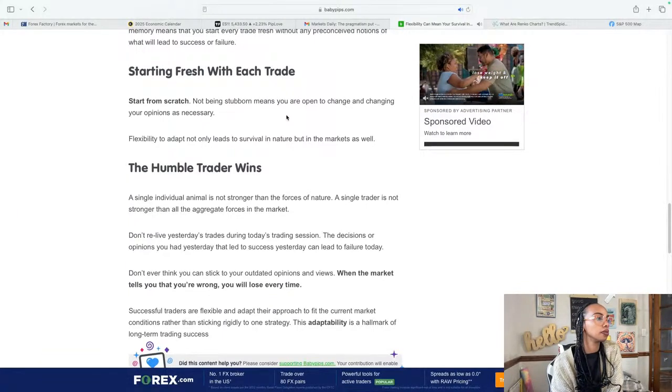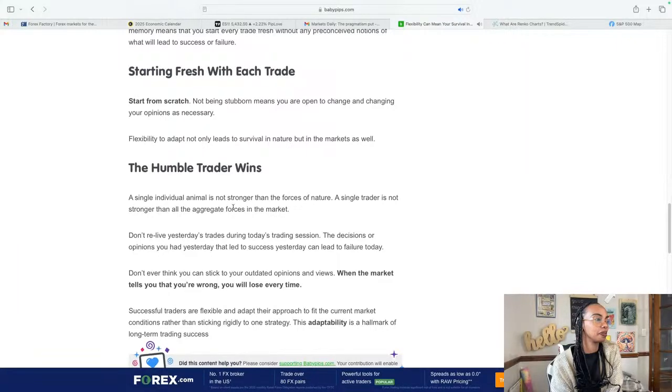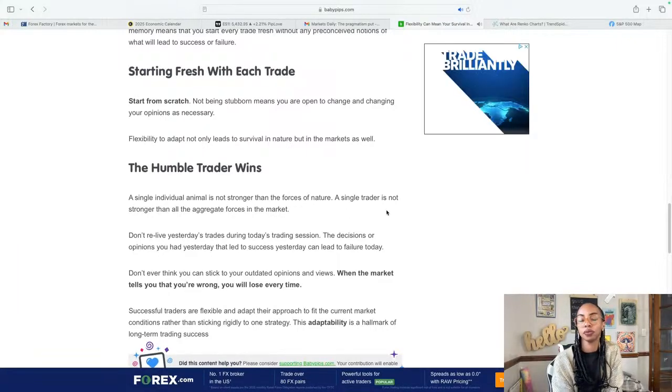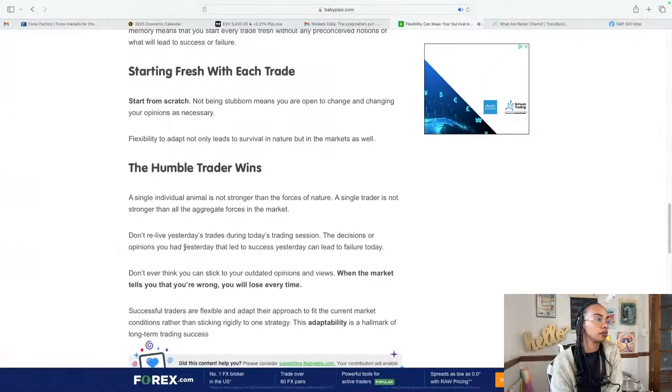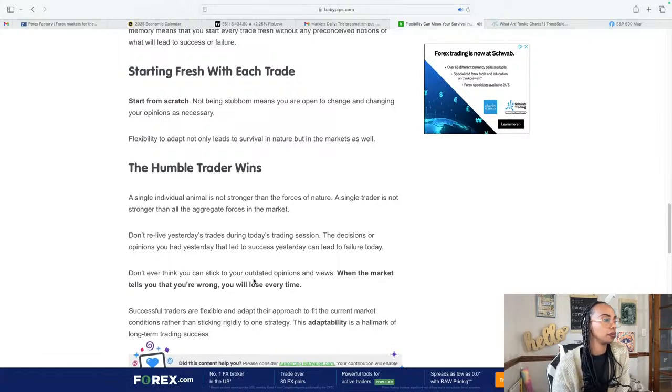Flexibility to adapt not only leads to survival in nature, but in the markets as well. The humble trader wins. A single individual animal is not stronger than the forces of nature. A single trader is not stronger than all the aggregate forces in the market. Don't relive yesterday's trades during today's trading session. The decisions or opinions you had yesterday that led to success yesterday can lead to failure today. Don't ever think you can stick to your outdated opinions and views. When the market tells you that you're wrong, you will lose every time.